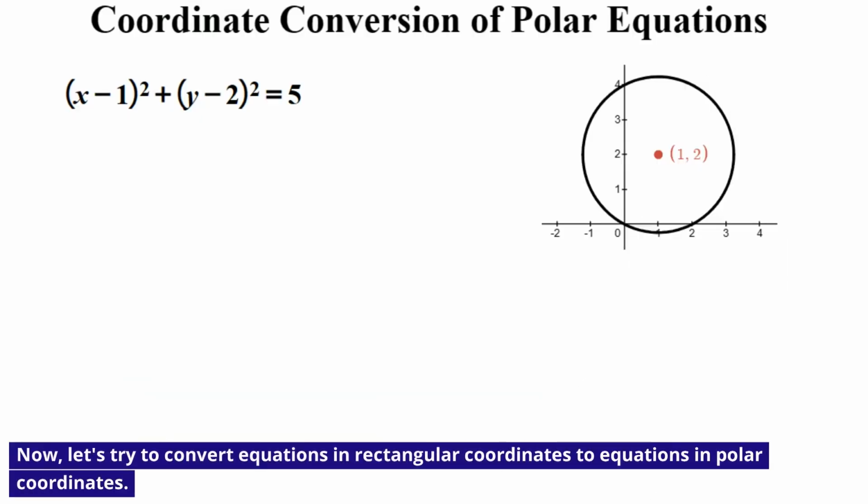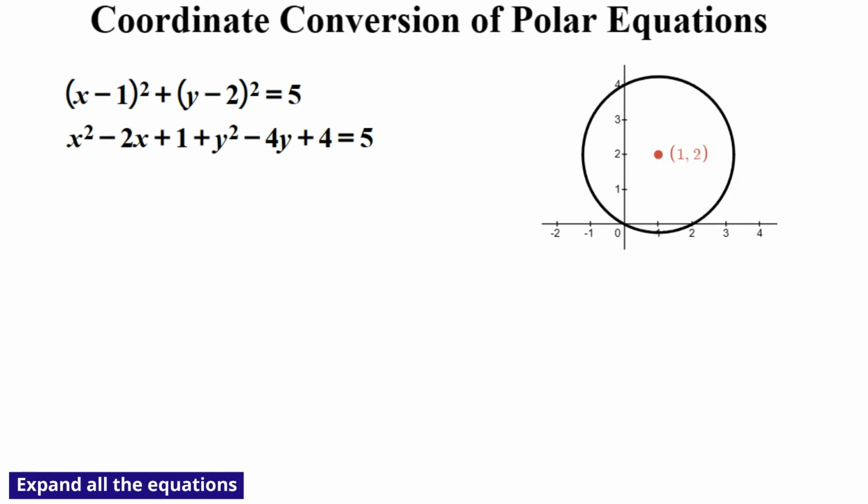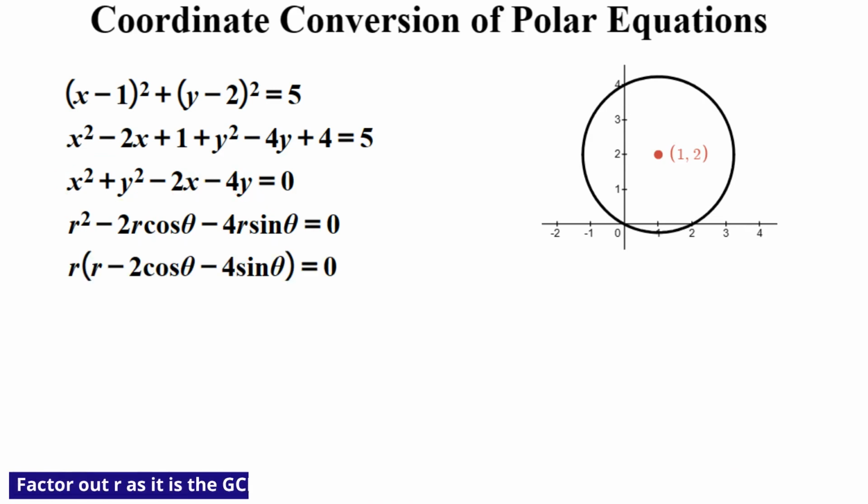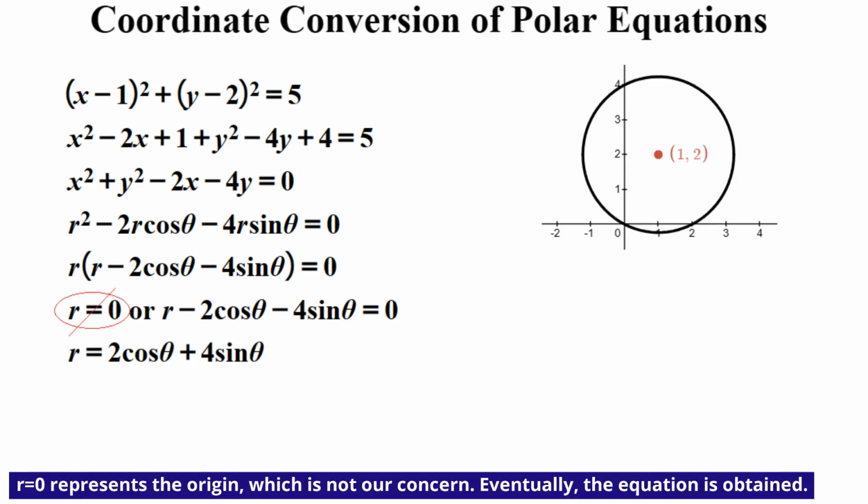Now, let's try to convert equations in rectangular coordinates to equations in polar coordinates. Expand all the equations, and simplify the constant terms. Replace x squared plus y squared with r squared, x with r cosine theta, y with r sine theta. Factor out r as it is the GCF. Two equations are derived. r equals 0 represents the origin, which is not our concern. Eventually, the equation is obtained.